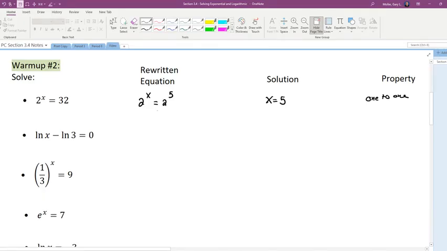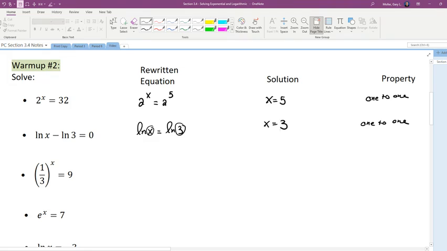All right, this next one, we could move the natural log of 3 to the other side. And so then we simply have the natural log of x equals the natural log of 3. And then once again, this is what was called the one-to-one property. And the only way that this can be equal to itself is if x equals 3.